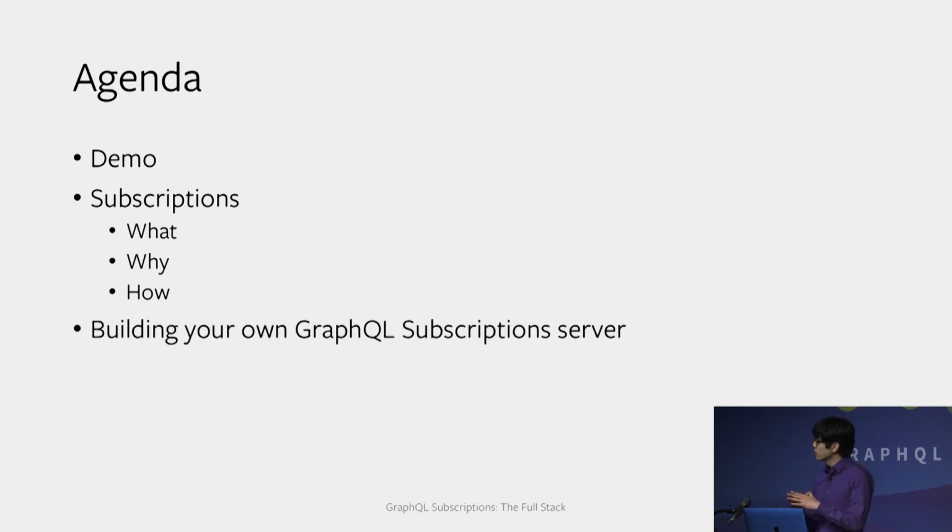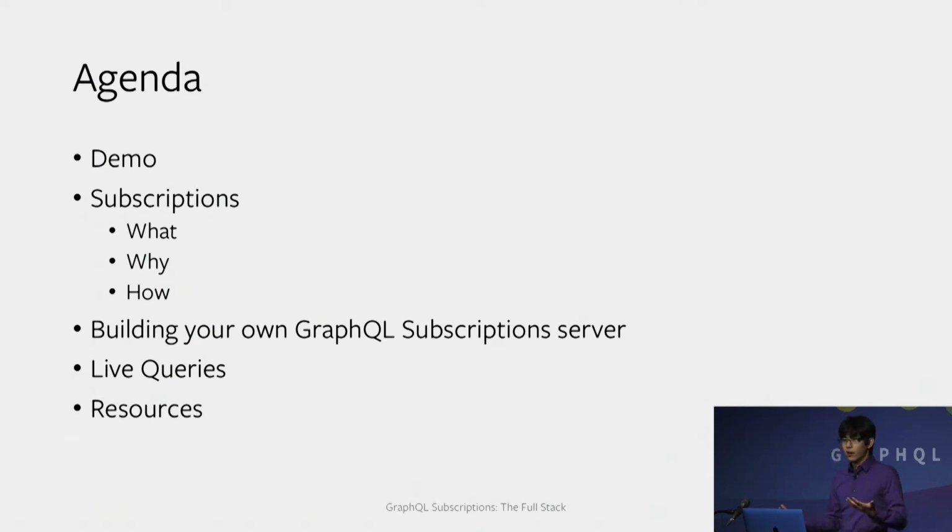And then we're going to transition over to talking about building your own GraphQL subscription server. What are some of the considerations that you need to make when you're building one of these out? What are the building blocks? What are the challenges that we faced at Facebook when we built this? We're going to compare and contrast subscriptions with another reactive GraphQL mechanism that people may have heard of called live queries. And then at the end, I'll have a resources slide with links to everything that I've covered. So you don't have to worry about taking pictures of any of the slides as I go through them.